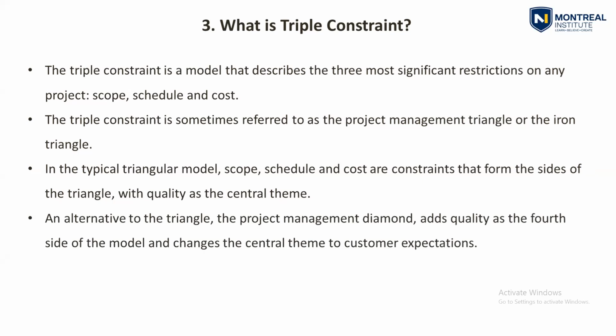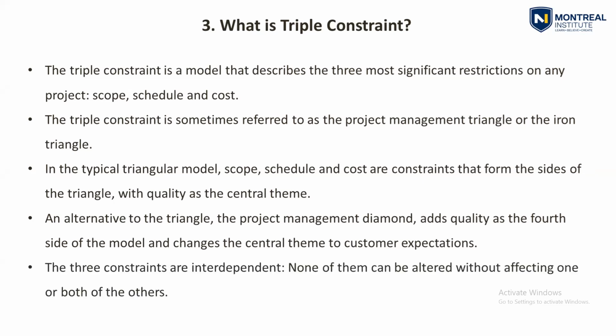An alternative to the triangle, the project management diamond adds quality as the fourth side of the model and changes the central theme to customer expectations. So compared to triple constraint, there is another alternative, the project management diamond. It adds quality as the fourth side of the model, and at the center, customer expectations will come.